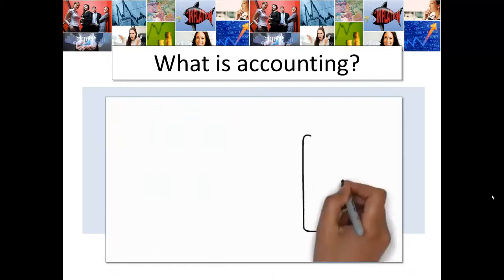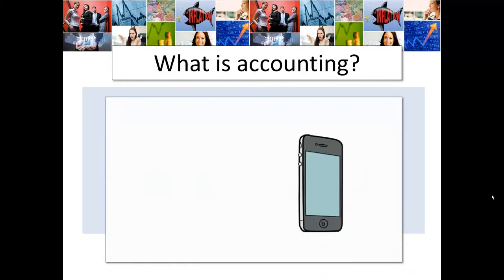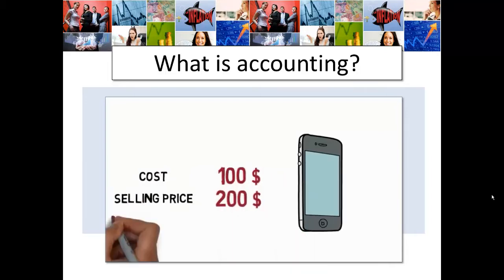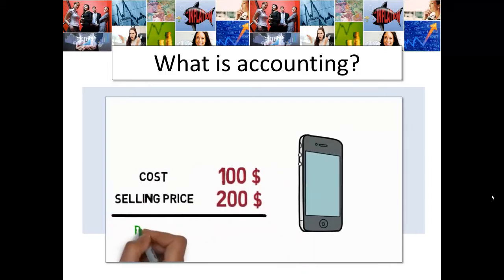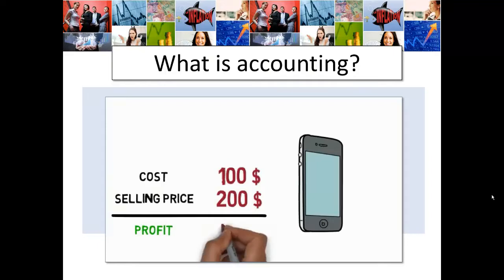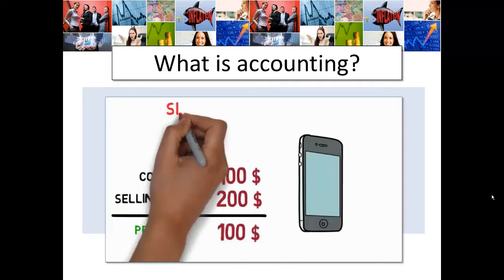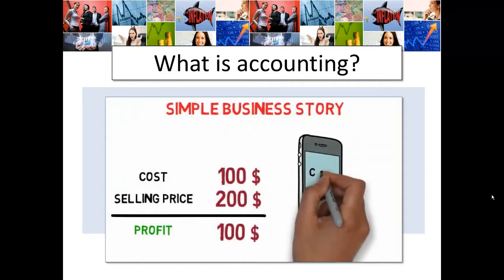Imagine a business that sells smartphones. It has sold one phone for $200, but originally it cost them $100 to be manufactured. This means they have made a profit of $100, which is the selling price minus the cost. You see, it's a very simple story.